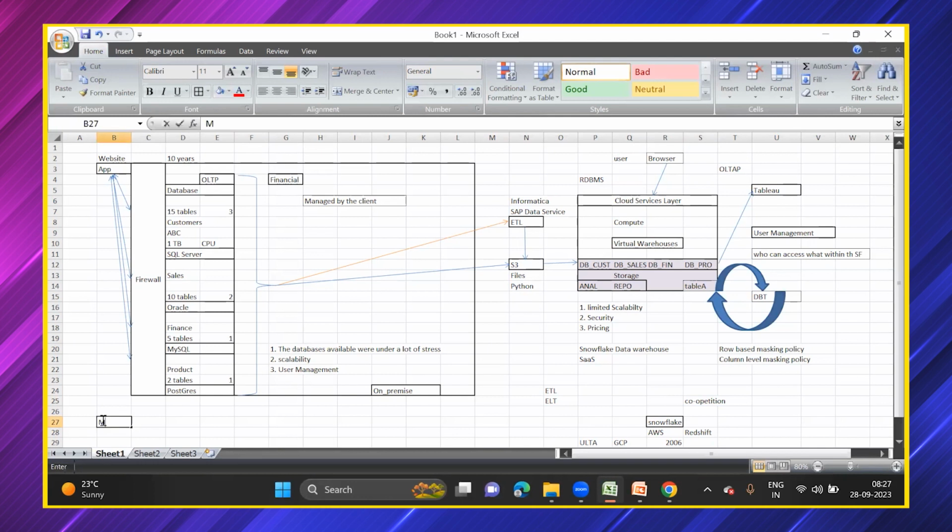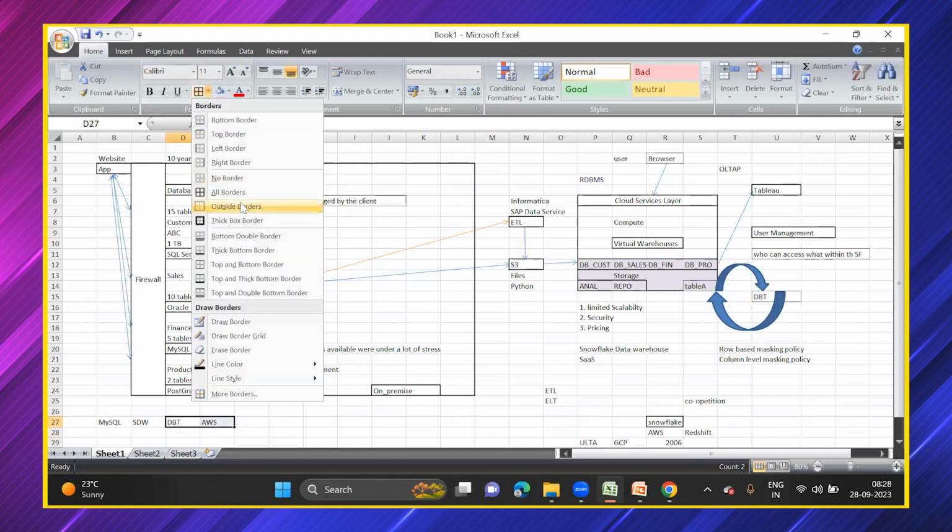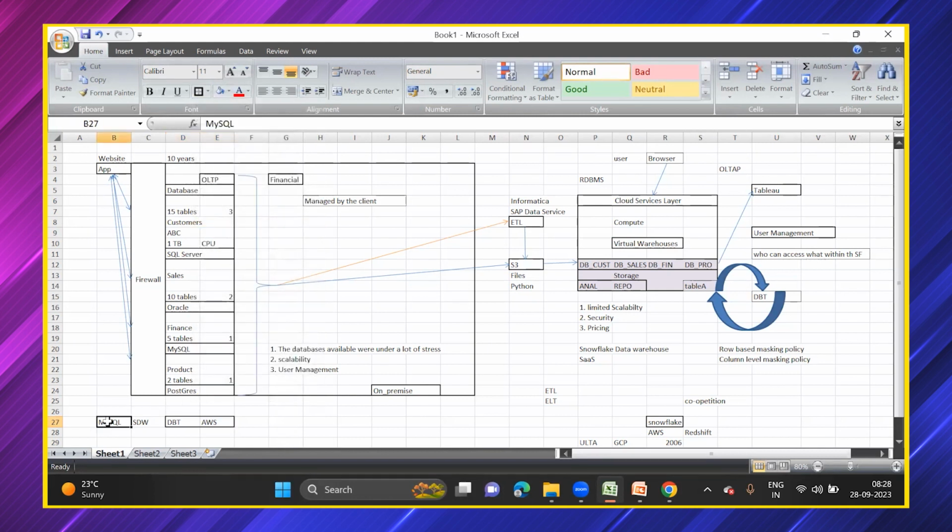We have already done MySQL. We are starting with the Snowflake data warehouse. After that, we will do DBT and AWS. These AWS and DBT will be taken up by Krishna sir, and these two things, MySQL and Snowflake data warehouse, will be taken care of by me. I have already completed MySQL, and we are now in Snowflake data warehouse. So in this course, these things are left.